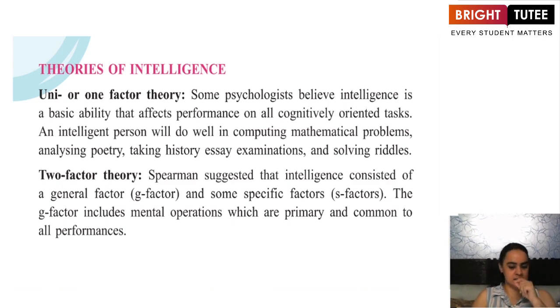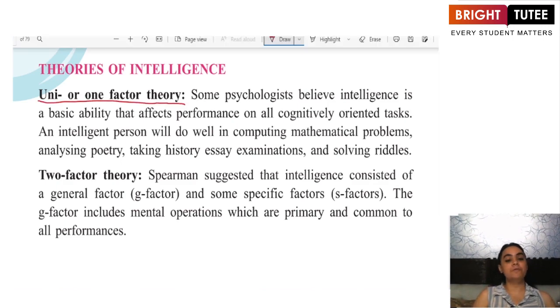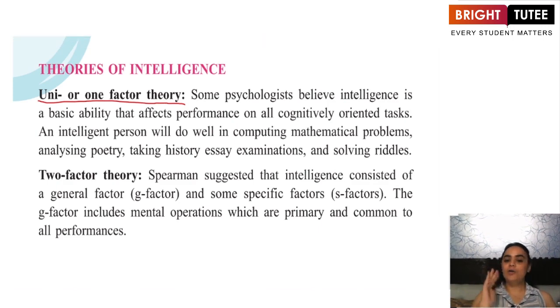Now, in this class, we are going to focus on the theories of intelligence. What are the theories laid by the psychologists behind the concept of intelligence? The first theory is the one-factor theory. According to some psychologists, intelligence is the ability of how one is able to use one's cognitive skills.